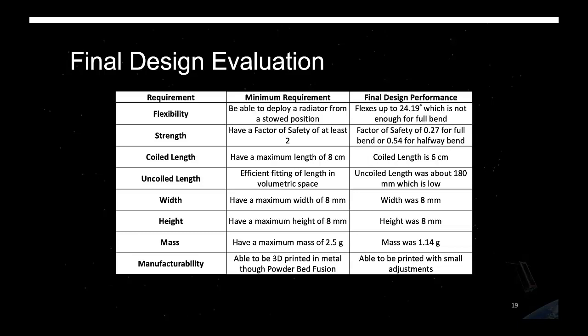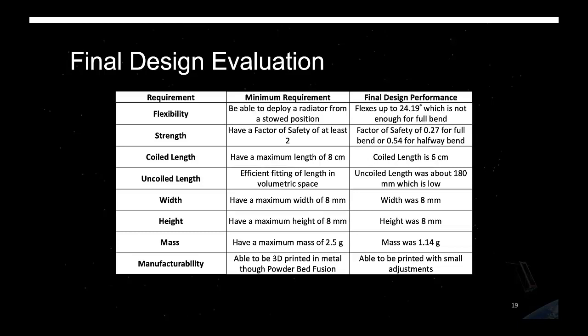And moving forward, for the strength, we have a factor of safety requirement of at least 2, and the factor of safety that we had on the design was 0.27 for full bend and 0.54 for the half bend. We also looked at the coiled length, which we had a maximum of 8, and we were able to pack it in a 6 centimeter design, which is lower than expected, and that's actually a positive thing when it comes to the design.